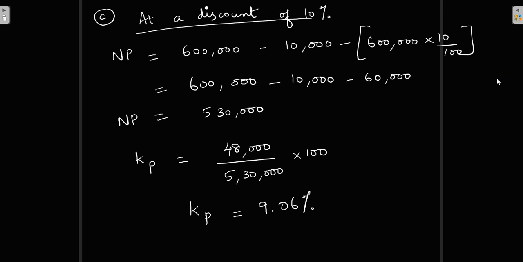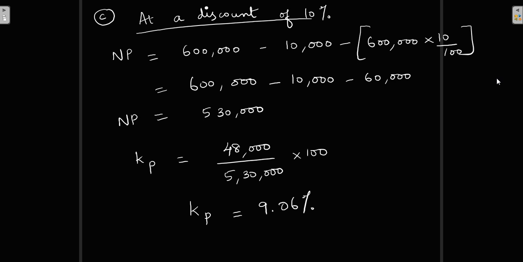The next situation is when the preference shares are issued at a discount of 10%. To find net proceeds, face value minus issue expenses minus discount on securities. 6 lakhs is the face value, 10,000 issue expenses, and 60,000 is the discount on the securities, which will give you net proceeds of 5,30,000. So the cost of preference shares is 48,000 divided by 5,30,000, which will give you 9.06%.